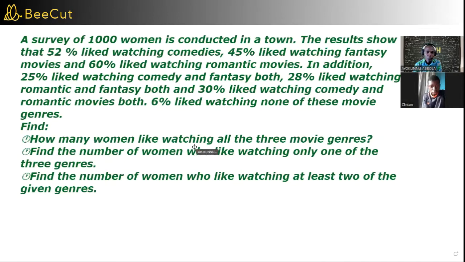So how many women like watching all the three genres? Find the number of women who like watching only one of the three genres, that is at most one. And find the number of women who like watching at least two of the given genres. So I'm going to be giving you some time to do that. Once you are through, just signal to me. I will send this question to you on WhatsApp now. Take your time to do it. Once you are through, signal to me on the WhatsApp that you are through. Then I'll come online for the correction.